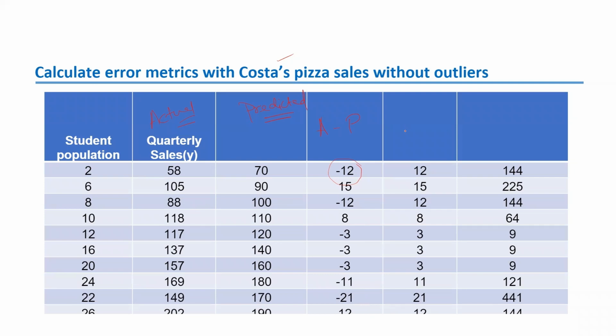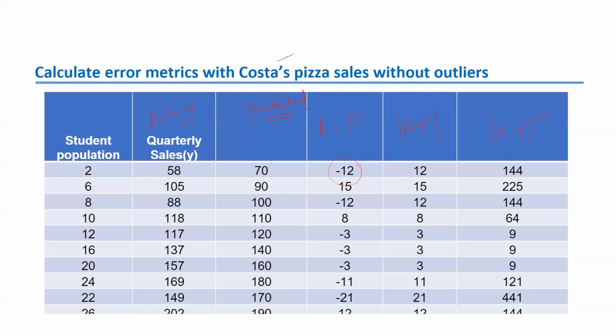And what you have done is you have taken the absolute value here, A minus P, and then absolute. With absolute value, you will not have the negative sign. So absolute of minus 12 will be 12. Absolute of 15 will be 15. Absolute of minus 12 is going to be 12, and so on. So A minus P absolute is this. And in here, what you have done is you have performed the square, A minus P square. So 12 square is 144, 15 square is 225, minus 12 square is 144, and so on, right?